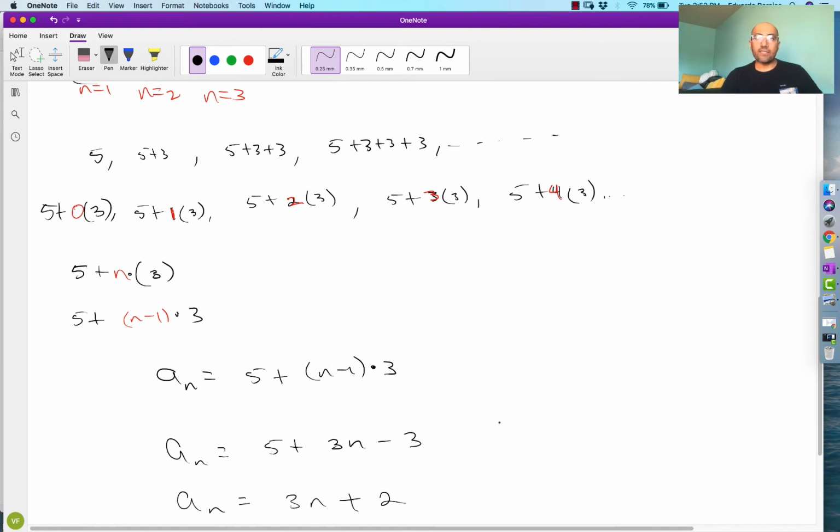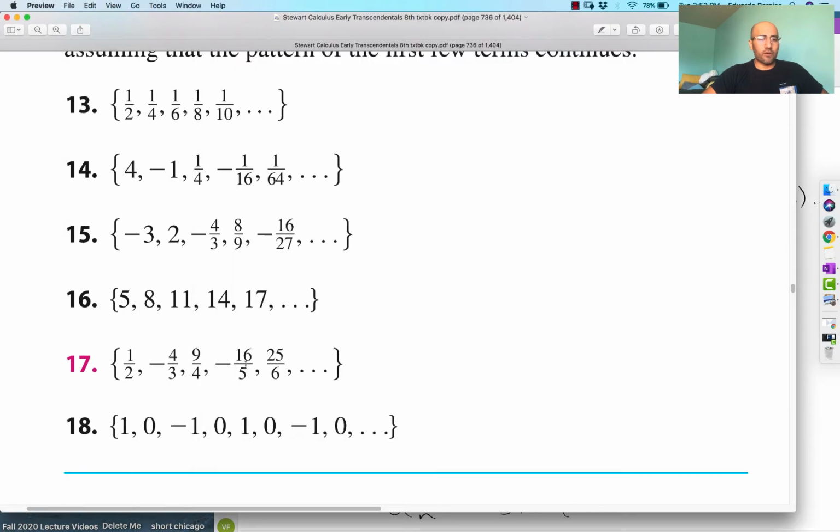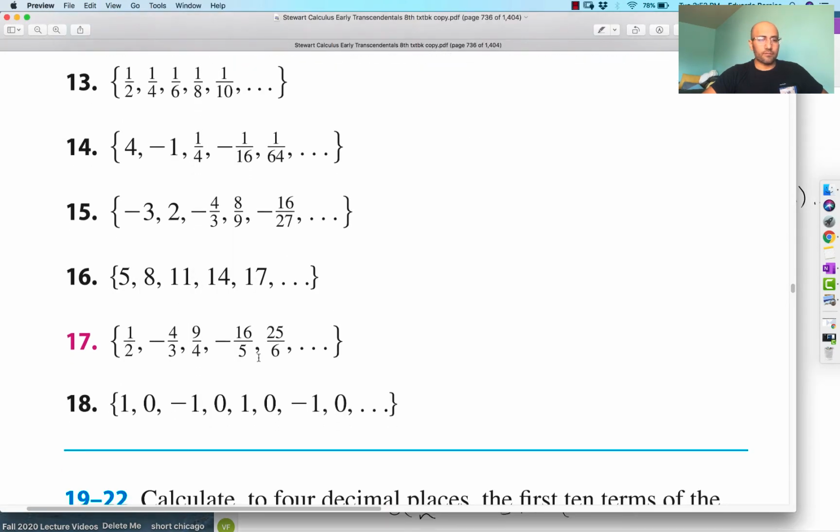So just guess and check different things until you get to a formula, and always verify that your formula really does go back and represent the original sequence. All right, so hopefully those are pretty good.